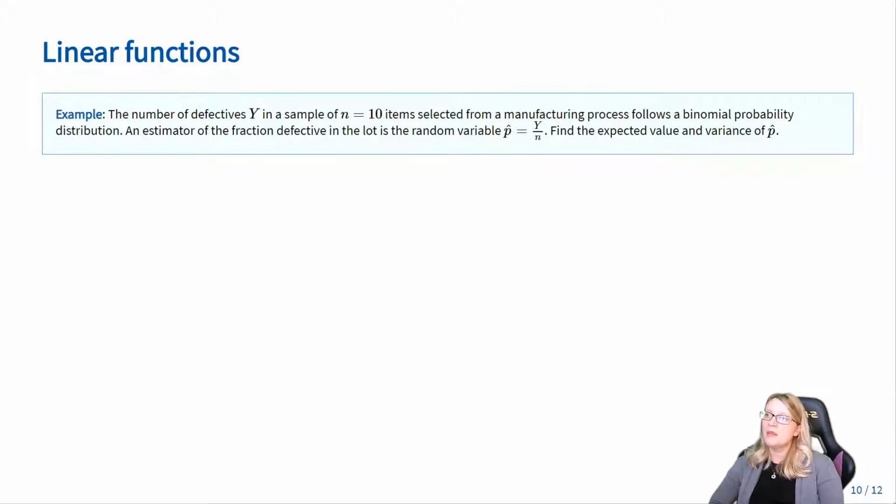Let's take a look at another example. Suppose that the number of defectives y in a sample of n items selected from a manufacturing process follows a binomial probability distribution. One estimator that we can use for the fraction of defectives in the lots, let's say we don't actually know what this p is going to be, is the random variable p hat, y over n. Let's find the expected value and variance of this random variable.